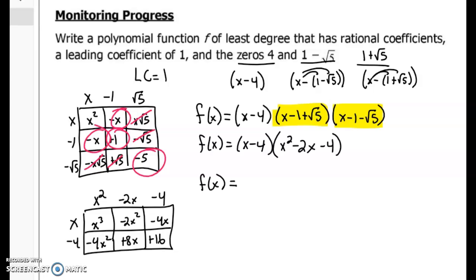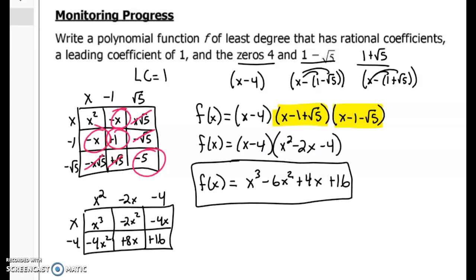So my polynomial is, when you combine like terms, x cubed minus 6x squared plus 4x plus 16. And that is the solution to that polynomial that has a lowest degree possible, leading coefficient of 1, zeros of 4, 1 minus square root of 5, and 1 plus square root of 5.